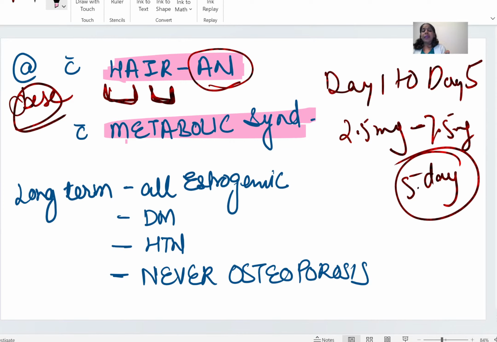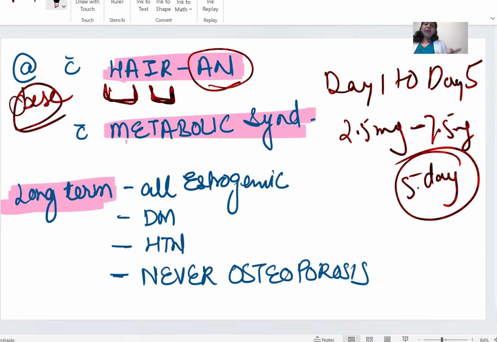You all know what HAIR-AN and metabolic syndrome are. You can see all the important images related to these topics that have been given in the Telegram channel. Please see them from there if I have missed copying them here. All the images have been given. What are the long-term complications? The long-term complications are all estrogenic diseases. What are the estrogenic diseases? Ovarian cancer, endometrial cancer, and what else, breast cancer. All the estrogenic conditions are the long-term problems.